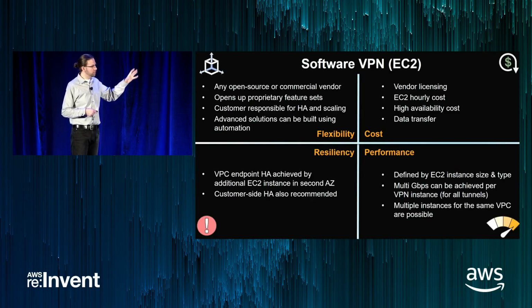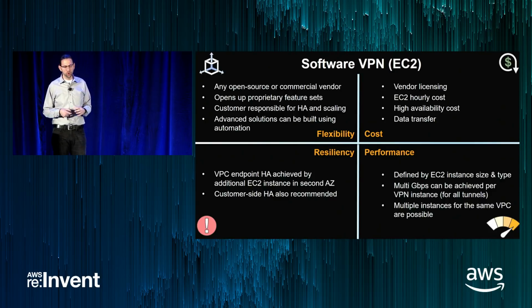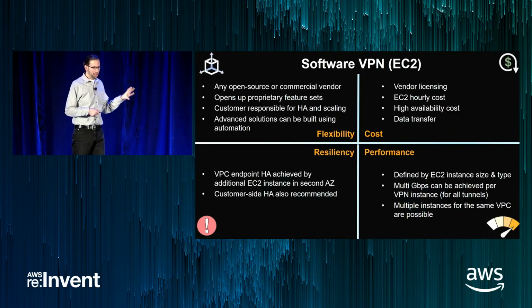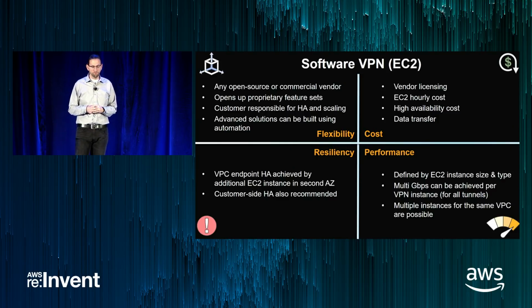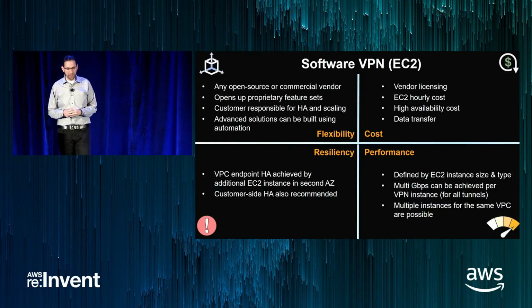If I summarize this option, this is where you're deploying VPN on EC2. It can be an open source or a commercial solution. This can be leveraged in advanced architectures like the transit VPC, which is a topic that Sid will expand on later a little bit. It's the customer's responsibility to maintain high availability and scale.